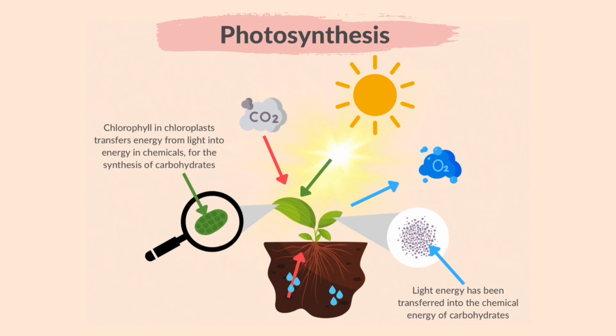So basically, water is absorbed from the soil by the roots, and carbon dioxide is absorbed from the air through the stomata. And in the leaf cells, the carbon dioxide and water are combined to make sugar. The energy for this reaction comes from sunlight that has been absorbed by the green pigment chlorophyll. The oxygen escapes from the leaf.